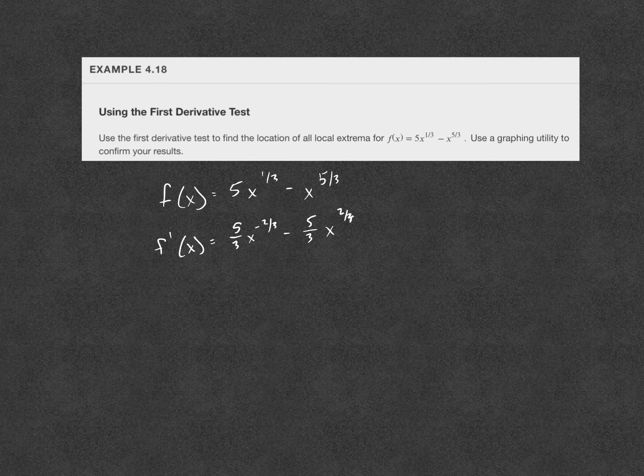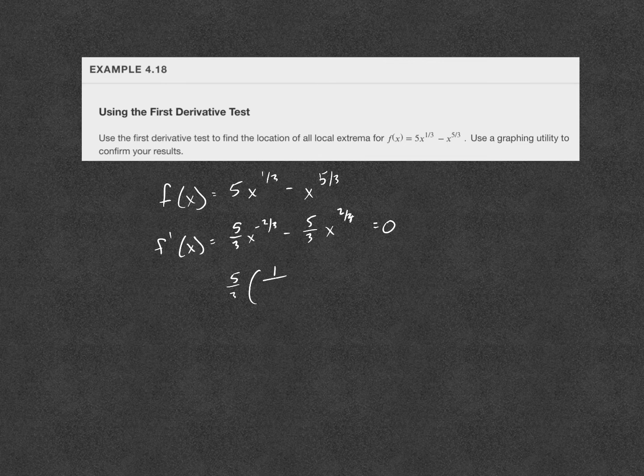X to the positive 2/3. So that is our first derivative. And then the next step is to set that equal to 0 and solve. Now, in order to solve something like this, this is a little bit ugly with the negative exponent there. But what we'll do is factor out the 5/3 first, and then we can forget about that because we could divide both sides of the equation by 5/3.